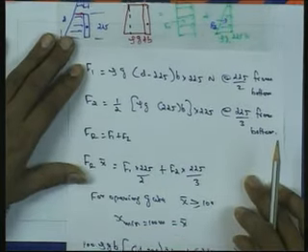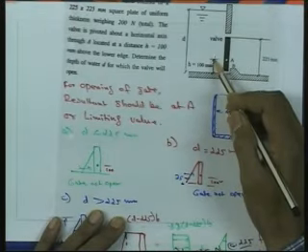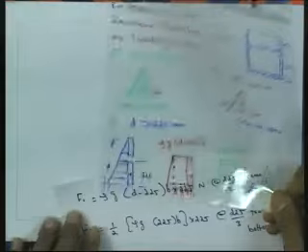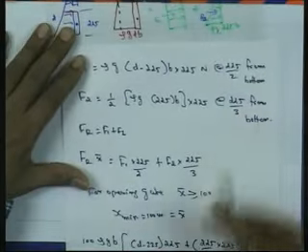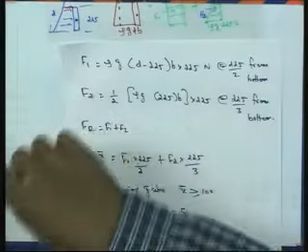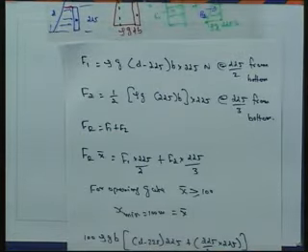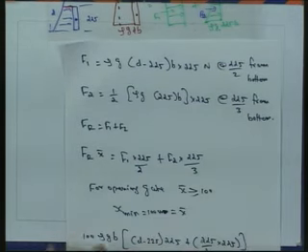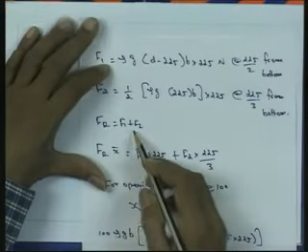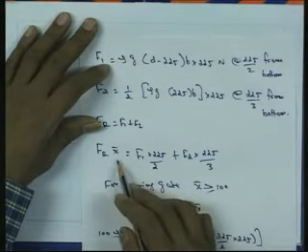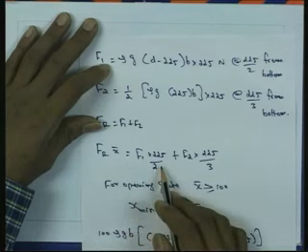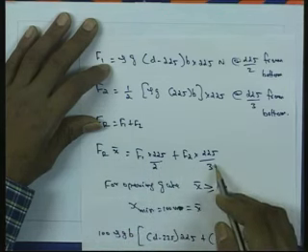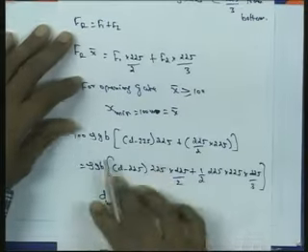For opening the gate, we know that this x bar should be either 100 millimeter or just more than 100 millimeter. So, if we put x bar equal to the minimum of 100 millimeter, then finally we can equate Fr into x bar is equal to F1 into 225 by 2 plus F2 into 225 by 3. Finally, we will equate all this.